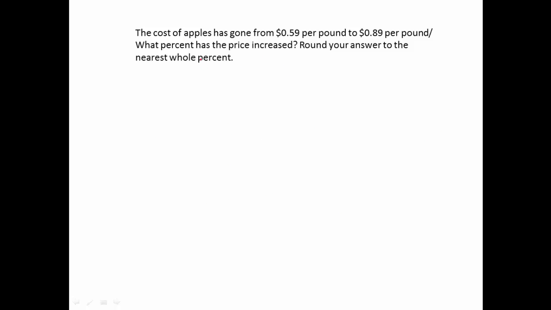In this problem, we are working with the percent increase. So the cost of apples has gone from, so this is the original amount, 0.59 to 0.89 per pound. Now we want to find the percent of increase. Okay, so the original amount and the new price. So first you have to find the difference between them. 0.89 minus 0.59. 59, 69, 79, and 89. So this is 0.30 or 30 cents. So that is the difference between them.